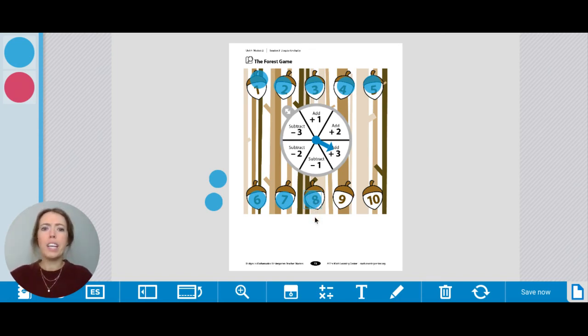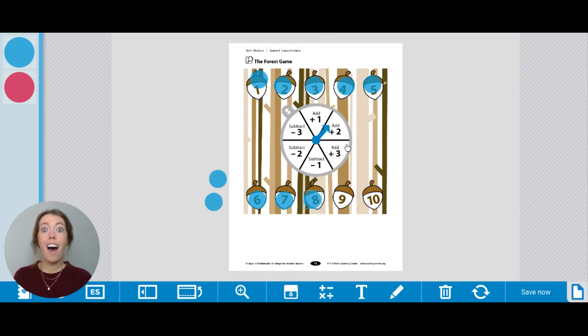How many more until we get to 10? How many right here? We need two more. One, two, and then we'll have 10 because eight plus two equals 10. Kind of like a 10 frame. Let's spin again.